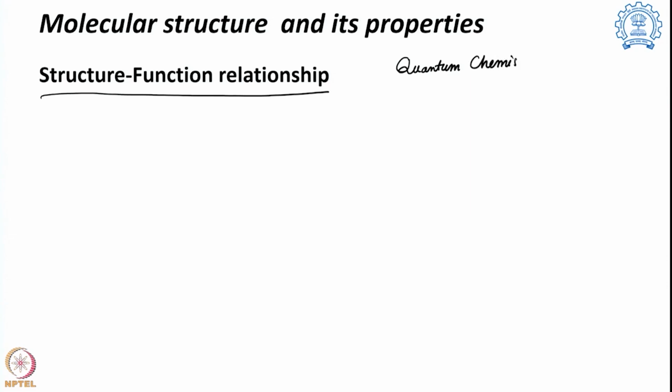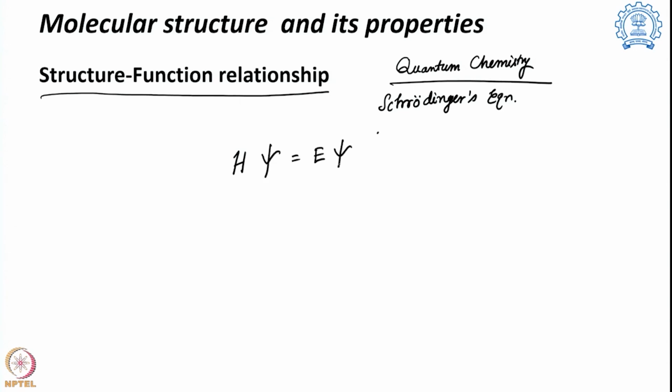In quantum chemistry we have various equations that come to our mind, but one of the most important equations is the Schrödinger equation. And what is the Schrödinger equation? The Schrödinger equation says H psi equal to E psi. We all know this equation, but what is the meaning of this equation?